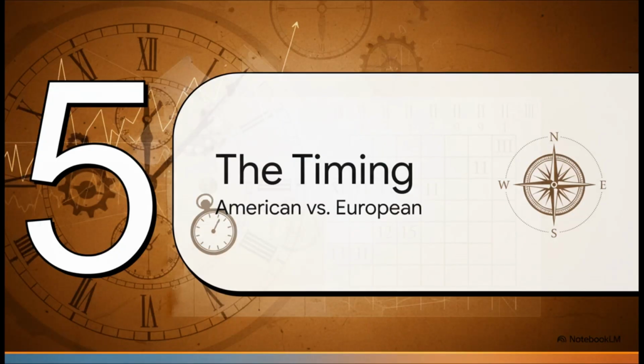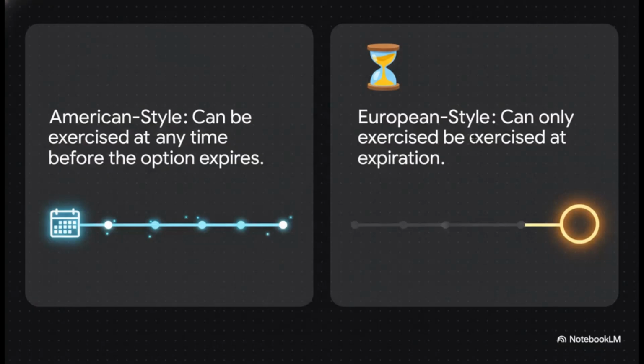Okay, so we've covered what you get when you settle. But there's another huge difference, and that's when you're allowed to exercise your option. This is known as the option's style. So most stock options you'll see are American style. All that means is you have the freedom to exercise them anytime you want before they expire. Super flexible. But most index options are European style, and these are a bit more rigid. You can only exercise them on the very last day, on expiration day itself. So just think. American is for any time, and European is for expiration only.